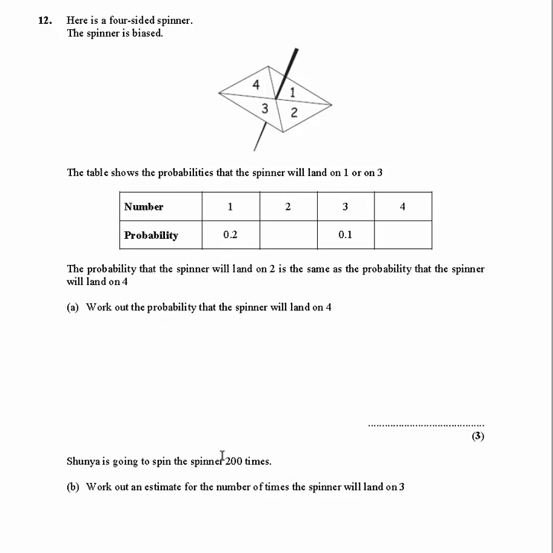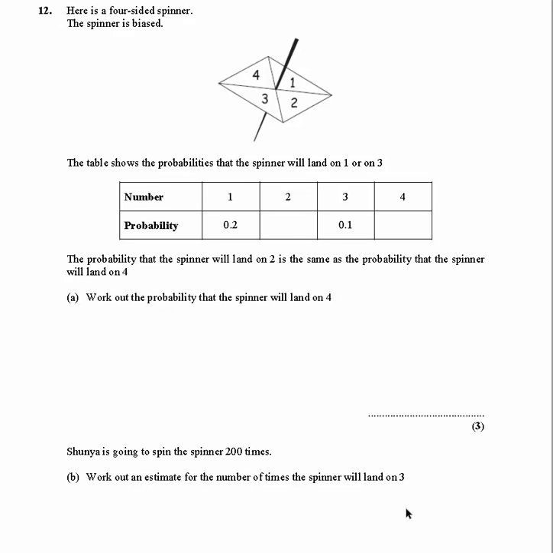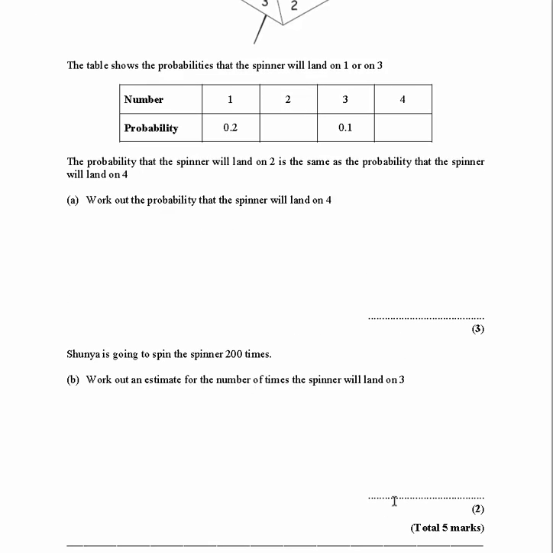So if you did it 200 times, you'd expect to see this happening a quarter of the time, which is 50 times. So you've got to use this probability, 0.1, and this in a calculation to work out your estimate of how many times you think it's going to land on a 3.